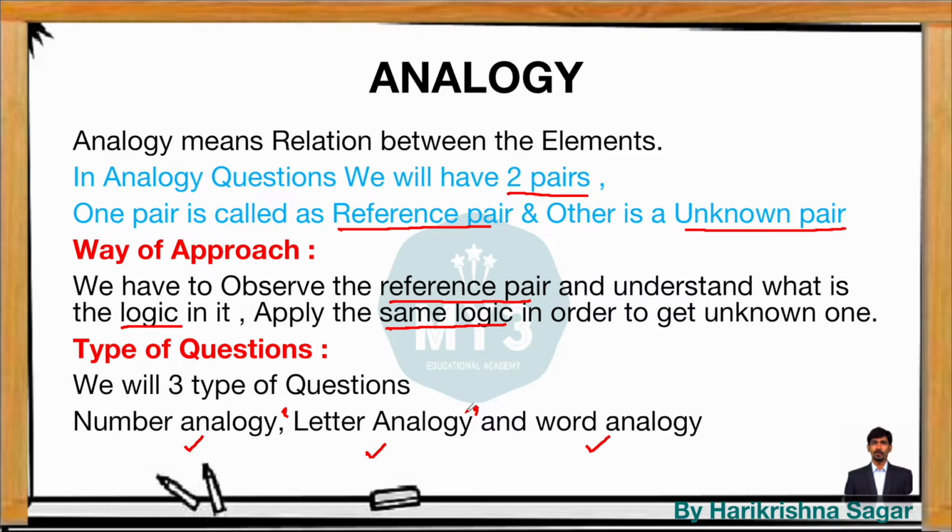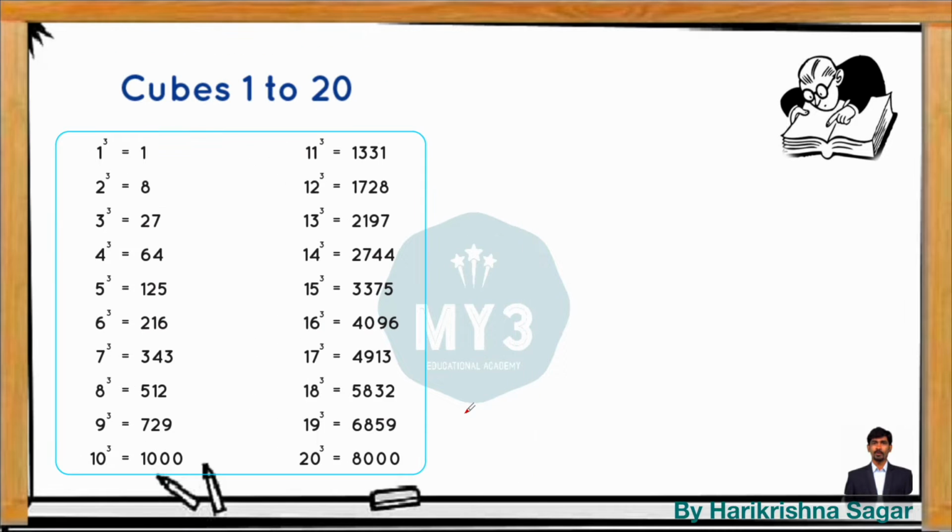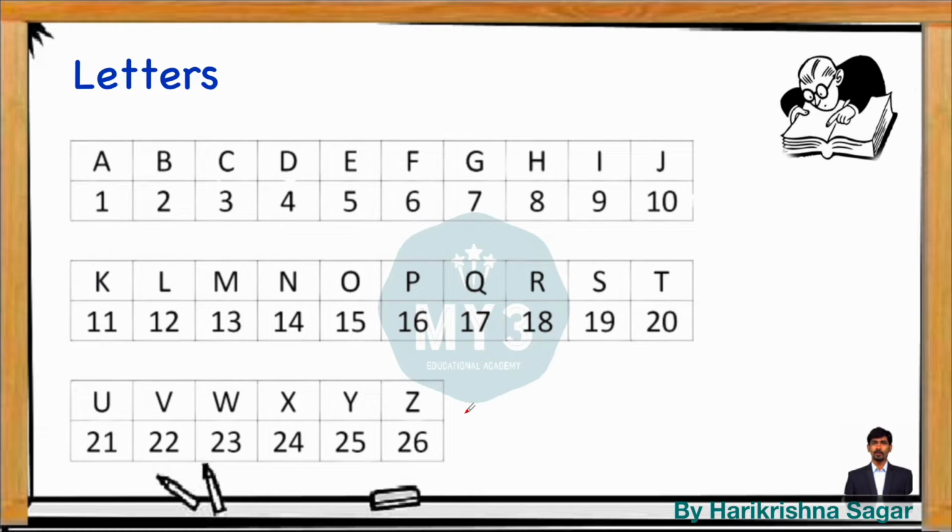Before we proceed with any analogy questions, it is always suggested that you remember these three prerequisites: 1 to 25 squares, 1 to 20 cubes, and A to Z alphabets with the respective numbers. This is the basic prerequisite. If you know this, then you will feel very comfortable solving the questions. Otherwise you can also solve, but it may take some time. If you want to solve the questions faster, you have to remember this so that you feel comfortable while solving the questions.